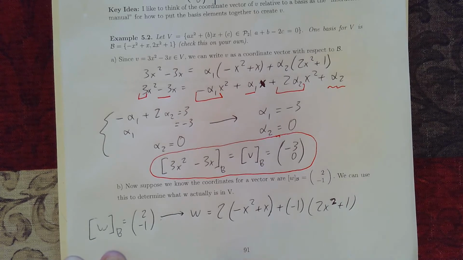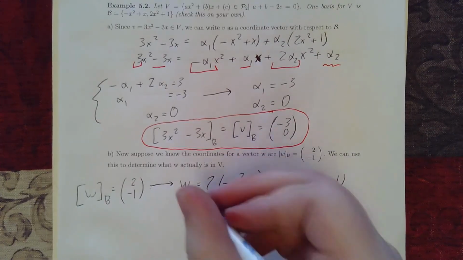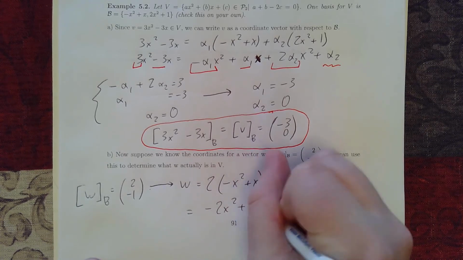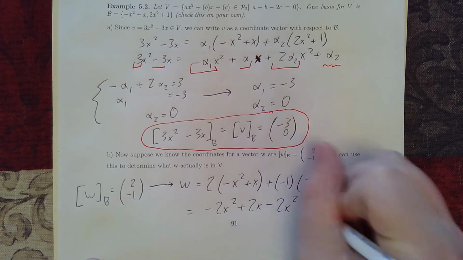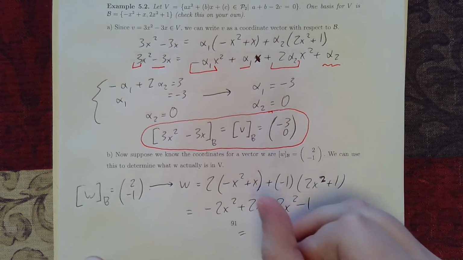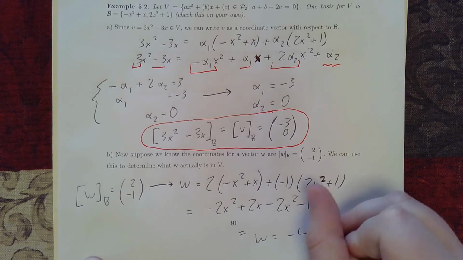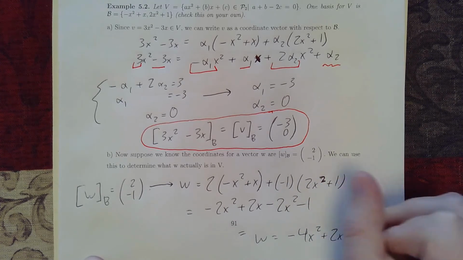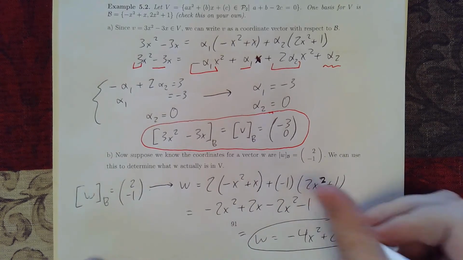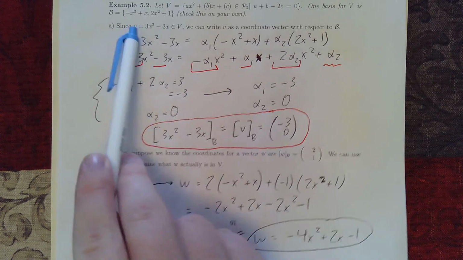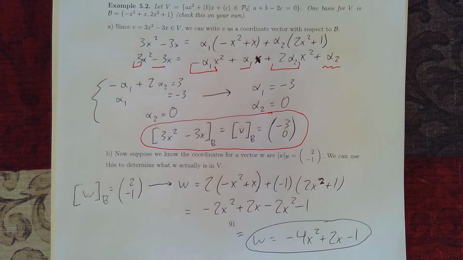So then if we go ahead and distribute through, what we get is negative 2x squared plus 2x minus 2x squared minus 1. And when we combine our like terms, we get that w equals negative 4x squared plus 2x minus 1. So we can take our coordinate vectors with respect to particular bases and use that then to kind of rebuild these vectors.